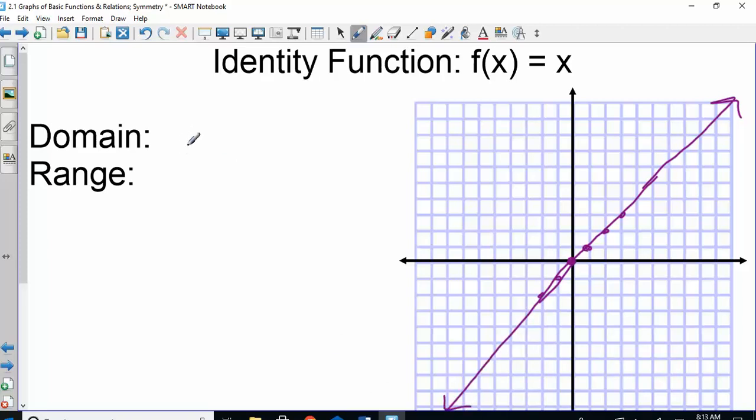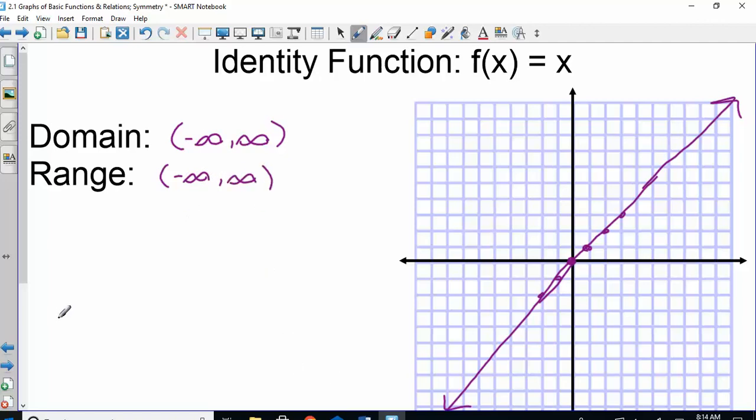What would be the domain of that line? All the numbers. We're sticking with interval notation for everything now, so it goes on forever in both directions, so negative infinity to positive infinity. Same as the range. And range is also the same.